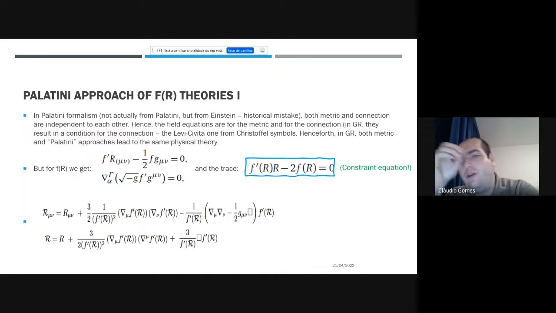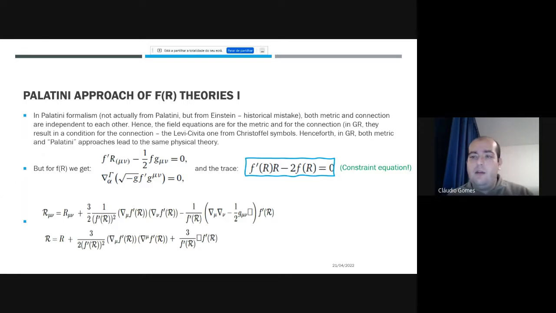And so far, we can look into any literature on any gravity theory, and the literature will point towards the Palatini approach. But it's interesting to have this historical viewpoint in mind. So, in this formalism, both metric and connection are independent of each other. Actually, they are mathematically independent quantities. But in general relativity, we know that if we vary the action with respect to the metric, and the connection is given in terms of the metric, we get the Einstein field equations.